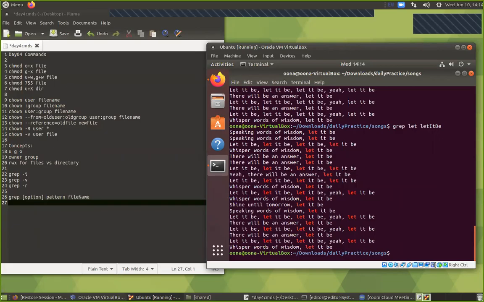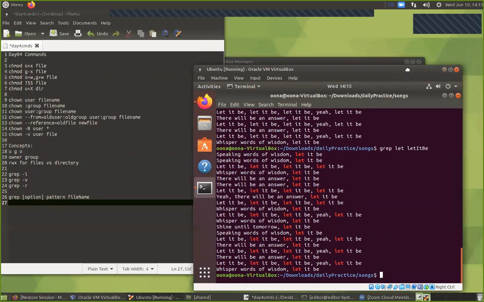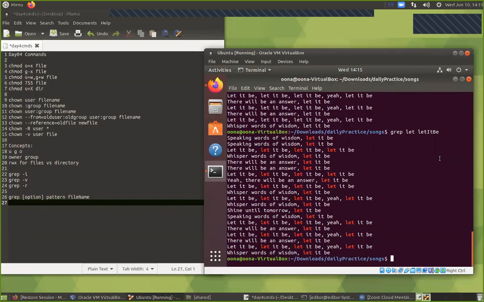So now I see, right? Now I can see how many times the word let appears. It's going to show me every single line where the word let has popped up, right?